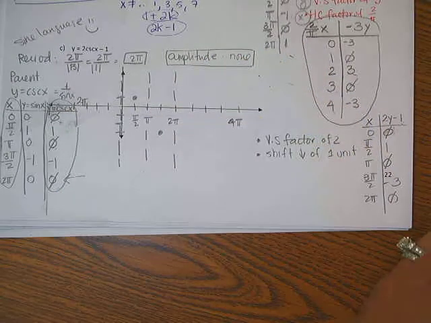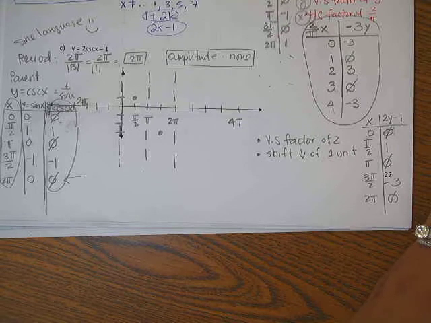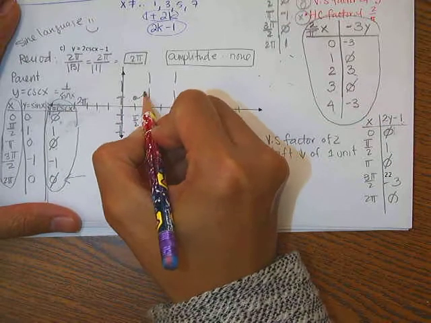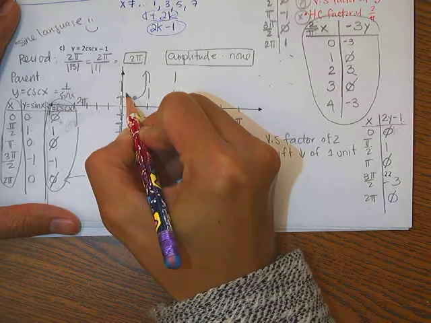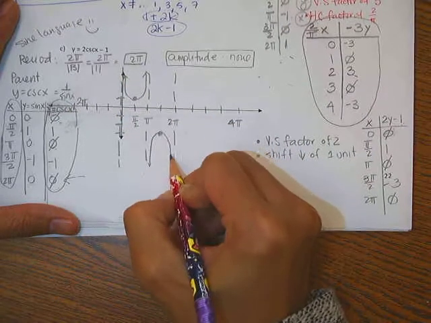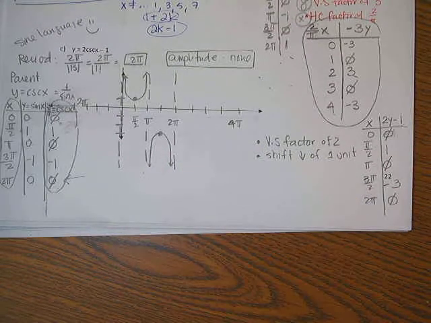Okay. Do you remember what cosecant and secant look like? I only have 2 dots. Do you remember what it's supposed to look like? I hope you're saying U-shape. Okay, so this is a U-shape opening up. This is a U-shape opening down. So that is 1 full revolution.